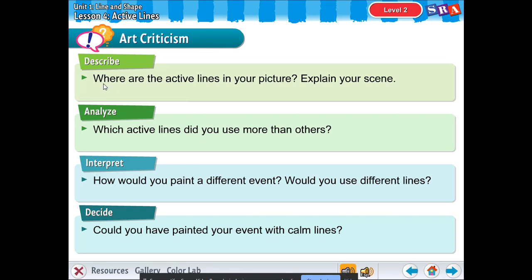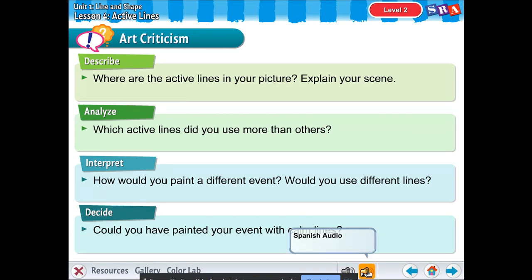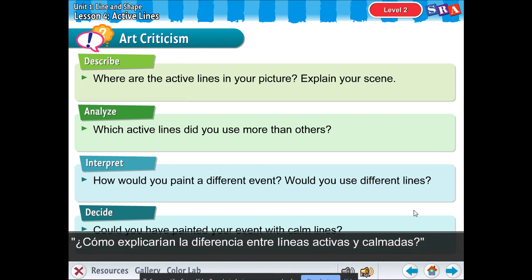Okay. So, where are the active lines in your picture? Which active lines did you use more than others? How would you paint a different event? Would you use different types of lines? Could you have painted this event with calm lines? So when they talk about events, like different things, hold on. How would you explain the difference between active and calm lines? Right. If I were to ask you what's the difference between this week's lesson and last week's lesson, you should be able to tell me. ¿Cómo explicarían la diferencia entre líneas activas y calmadas?